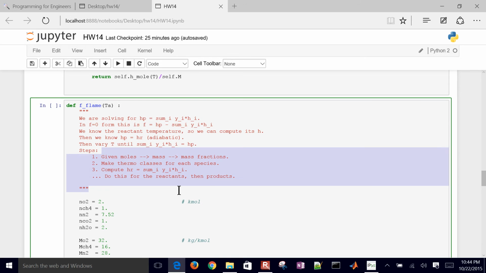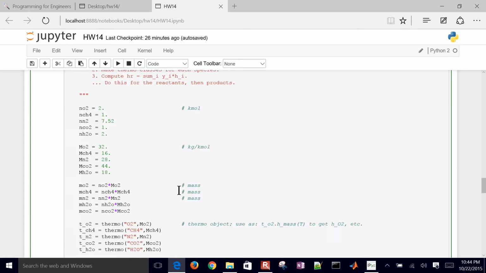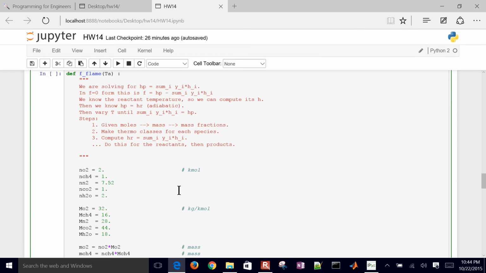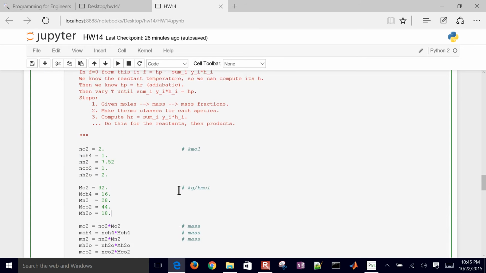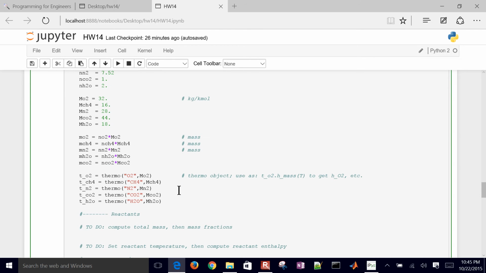Okay, so here is the definition of this function of the flame temperature. Okay, so we want this to equal 0 because we're comparing the reactants and the products. And so we just have the number of moles here, this is the number of moles that are defined in the reactants and then in the final as well. We also have the molecular weights of all our different species, and then we compute the mass just by multiplying the moles times the molecular weight. Okay, so this is pretty standard stuff.